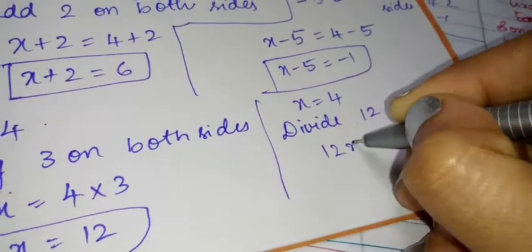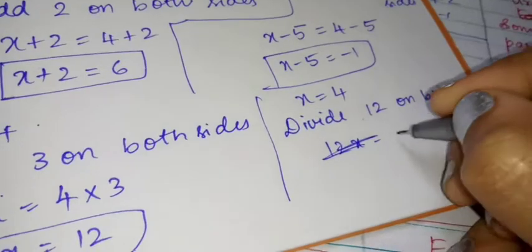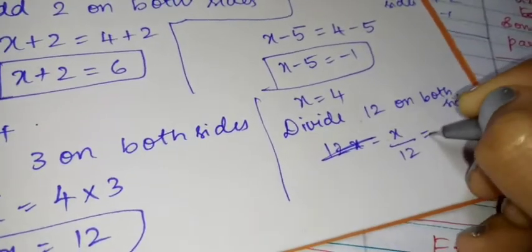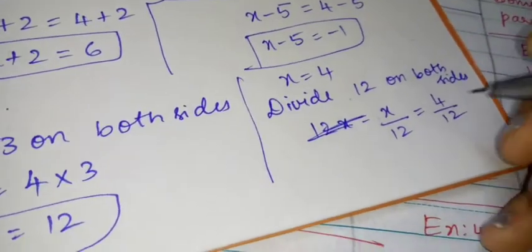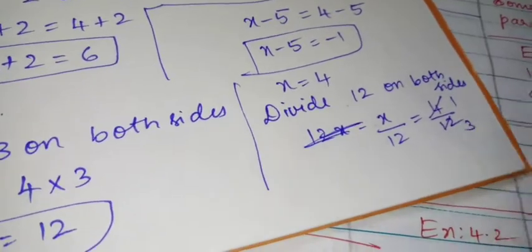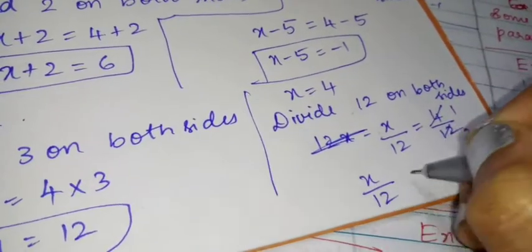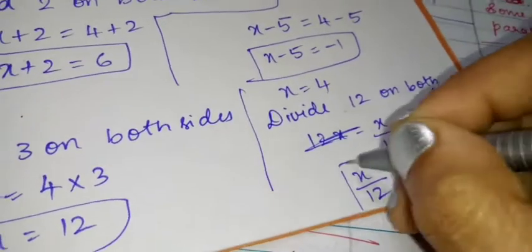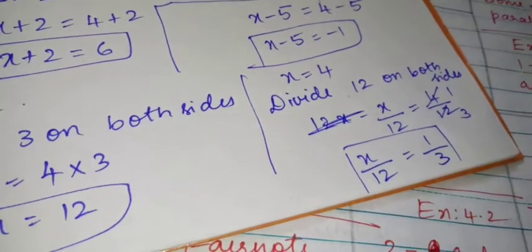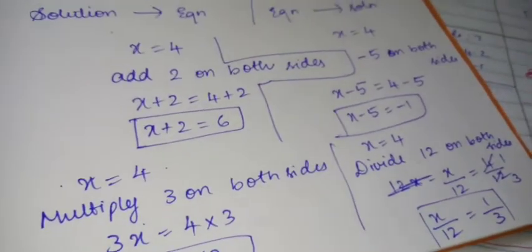So x divided by 12 is equal to 4 by 12. Now 4 by 12 is 1 by 3. So x by 12 is equal to 1 by 3. This is also one of the equations. So you can find many equations like this.